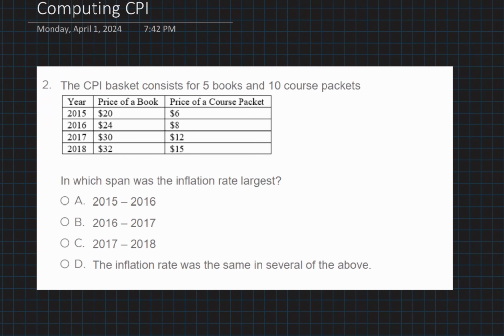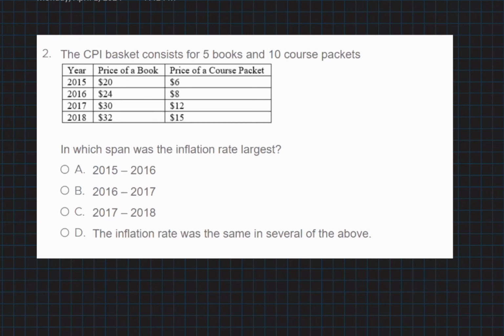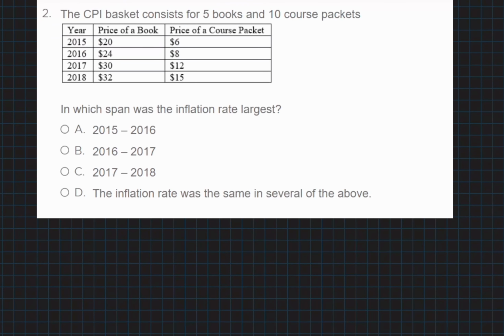But what matters is that you're just consistent. Okay, so when we're calculating CPI, the first thing you want to do is get your basket. Your basket is simply price times quantity. When we're finding CPI, it is the basket of goods of whatever year you're finding. So CPI of X is equal to the basket of goods of X divided by the basket of goods of the base year.